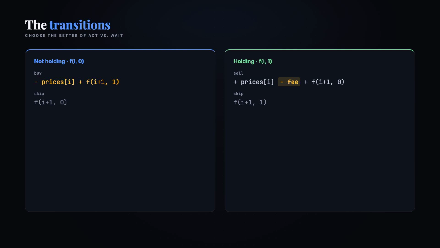When we're not holding, we either buy today, paying the price and flipping into the holding state, or we skip. When we are holding, we either sell today, collecting the price minus the fee and flipping out, or we hold on. That minus fee is the entire change from Stock 2.